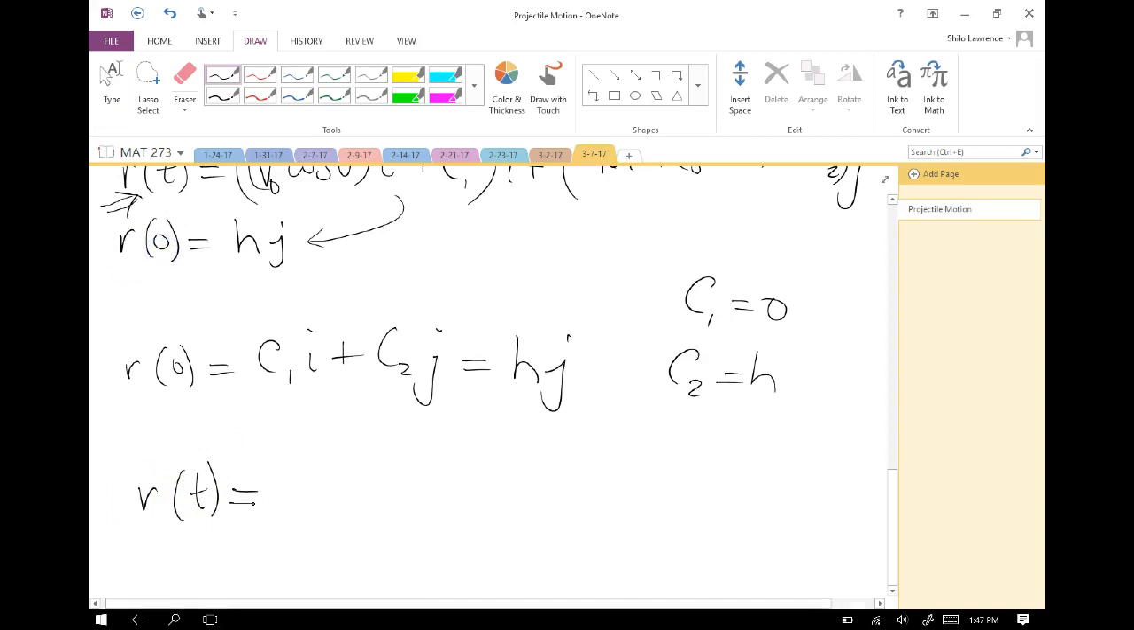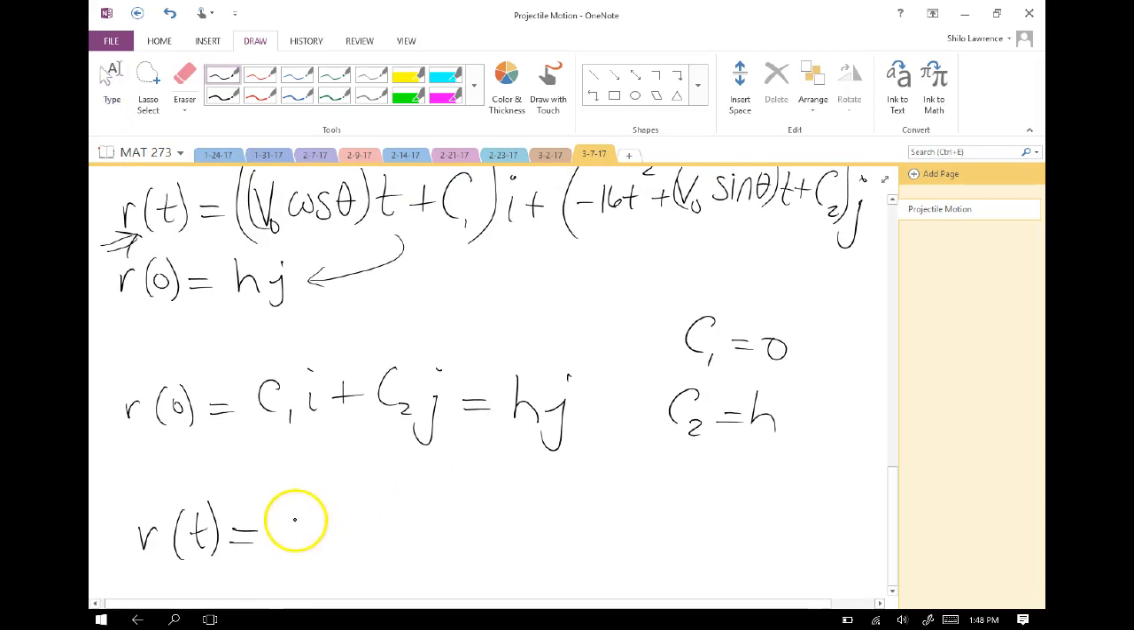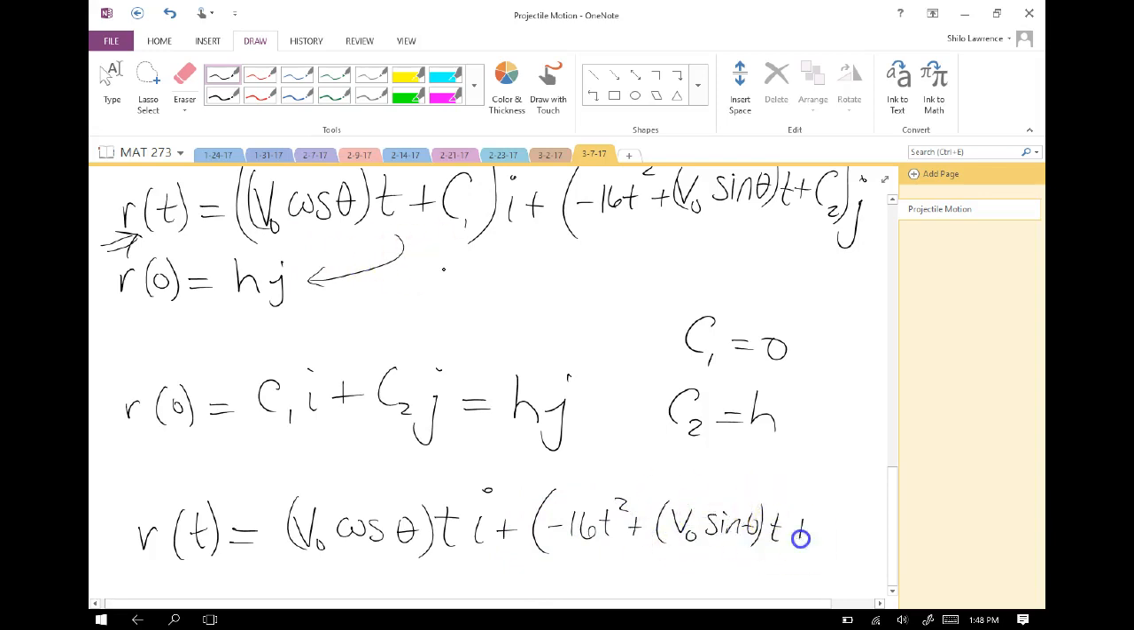So our projectile motion position equation is v sub 0 cosine theta t i and negative 16t squared plus v sub 0 sine theta t plus h j.